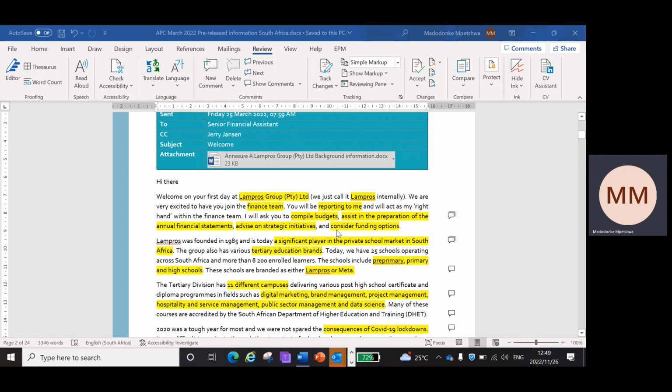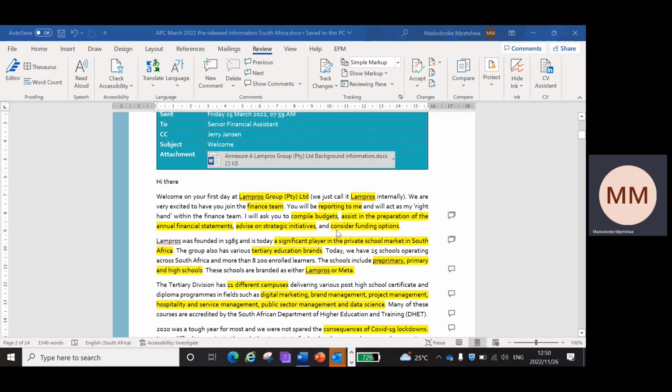So Limpros was founded in 1985 and is today a significant player in the private school market in South Africa. Okay, so they're running private schools in South Africa. So the source of their income would be South Africa for tax purposes. The group also has various tertiary education brands. Today, we have 25 schools operating across South Africa and more than 8,200 enrolled learners. The school includes a pre-primary, primary, and high schools. These schools are branded as either Limpros or Meta.